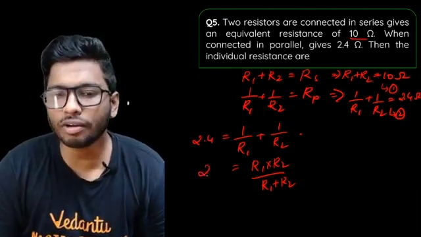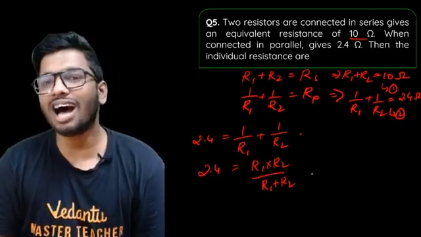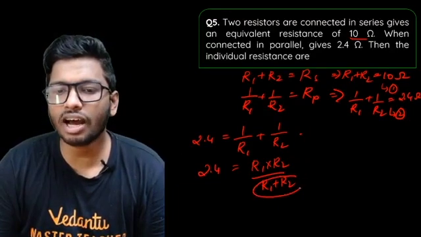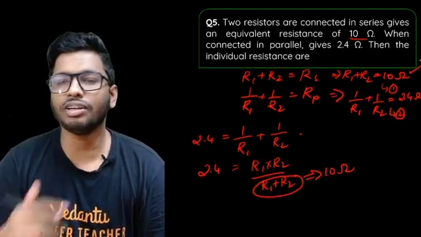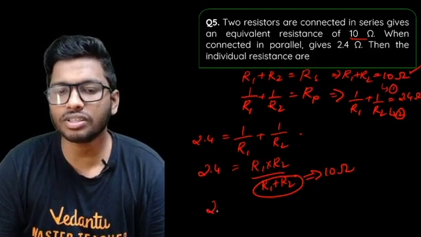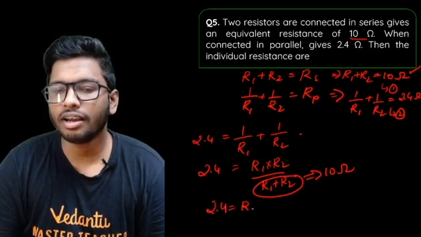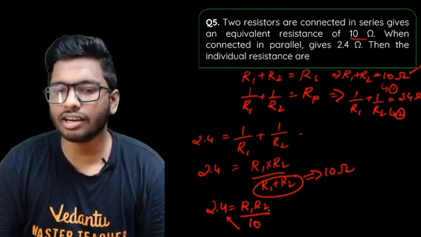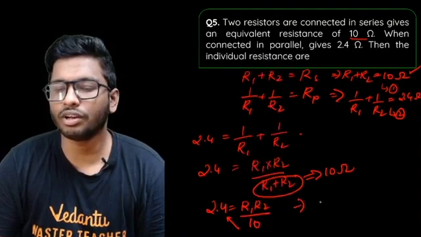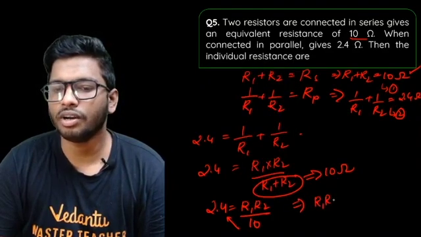Now, this is equal to 2.4 ohms. Now, what is R1 plus R2? R1 plus R2, we've already found that as 10 ohms, because that is the value that you got in series connection. So I'm going to substitute the value as R1 R2 divided by 10. So I'll take 10 to the other side. So what will you get? You'll be left with R1 R2 is equal to 24 ohms.